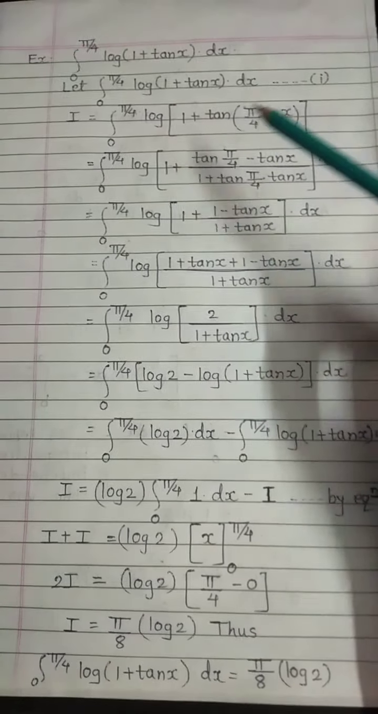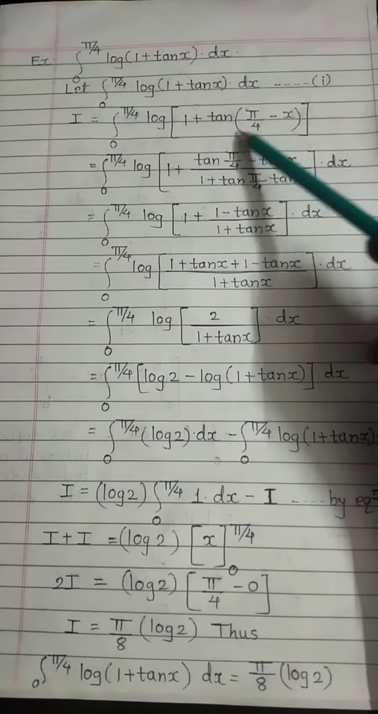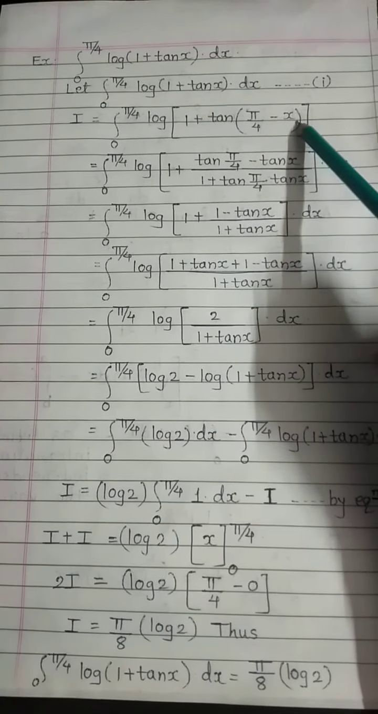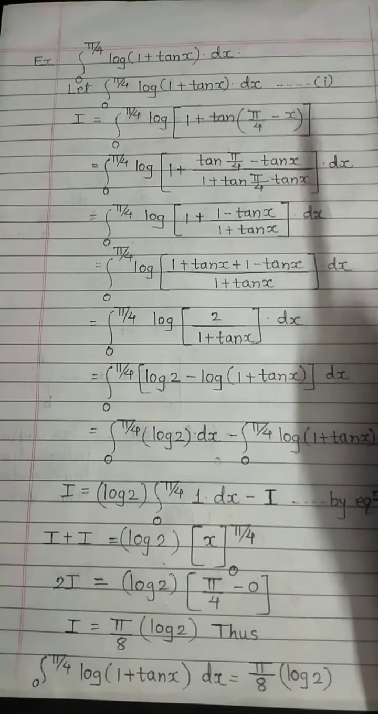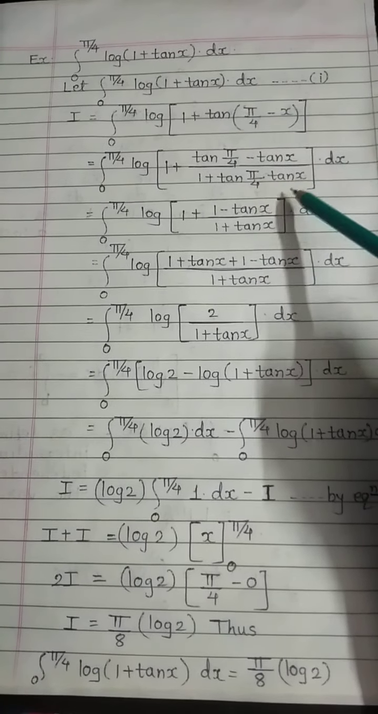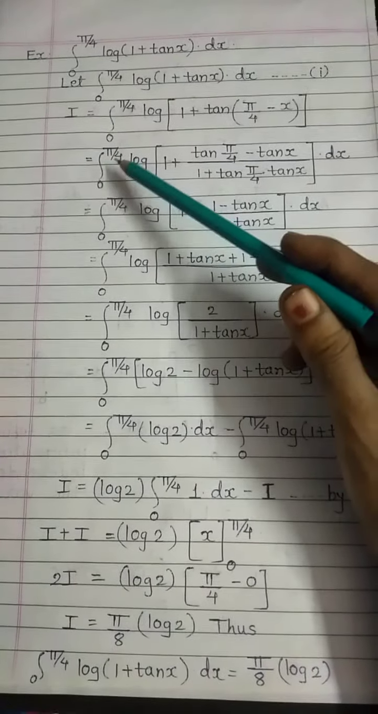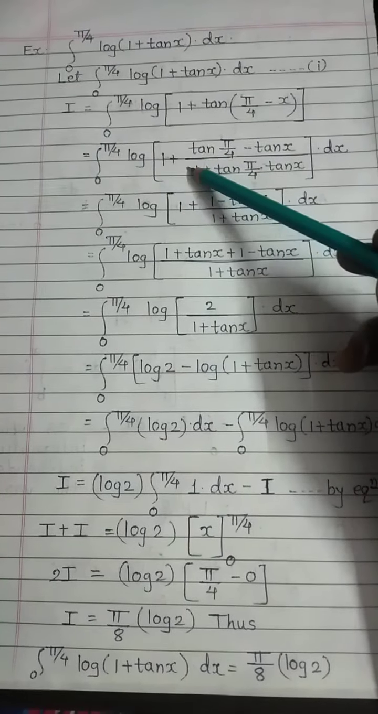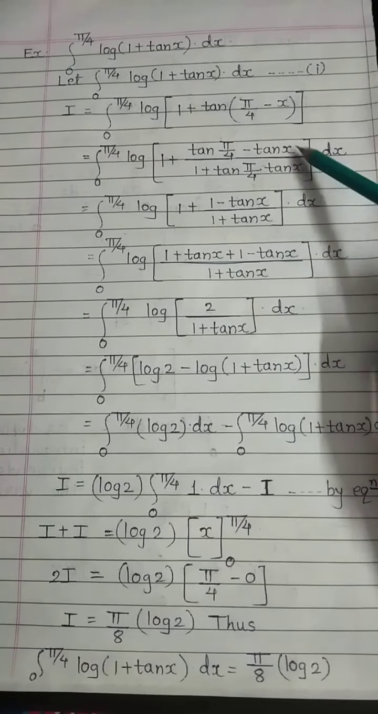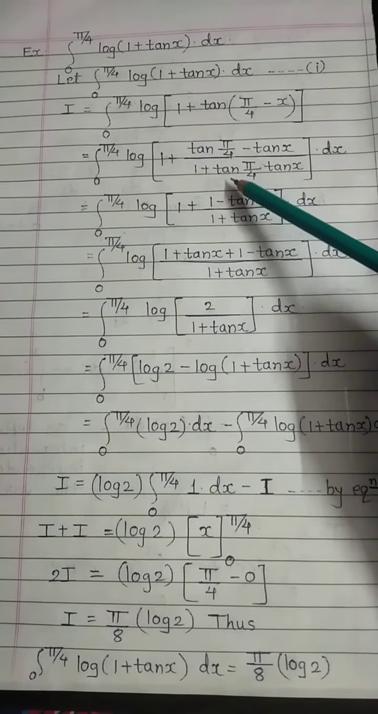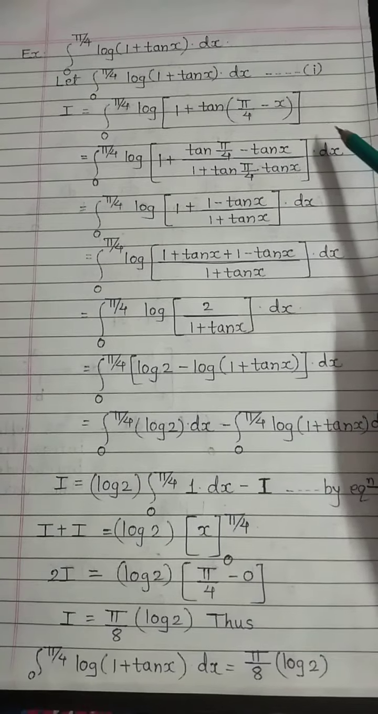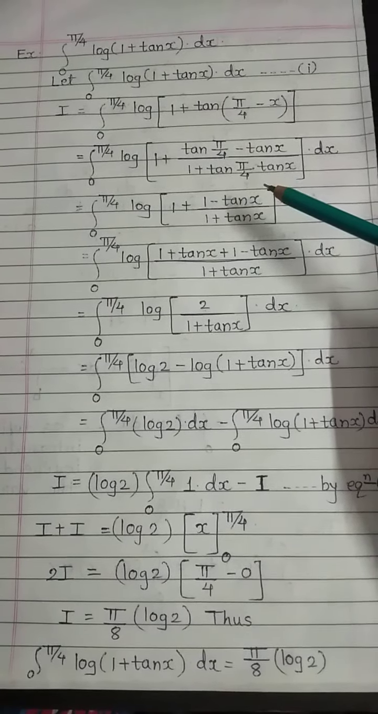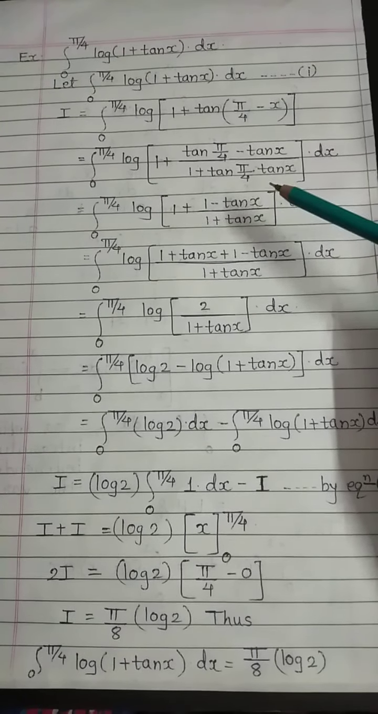Now in the next step, we know this is one of the formulas of the trigonometric function tan. Tan of a minus b is nothing but tan a minus tan b upon 1 plus tan a into tan b. So here we can write this as integration 0 to pi by 4 log of 1 plus tan of pi by 4 minus tan x upon 1 plus tan of pi by 4 into tan x, bracket complete dx. And we know the value of tan pi by 4, that is tan 45 degree, is 1.